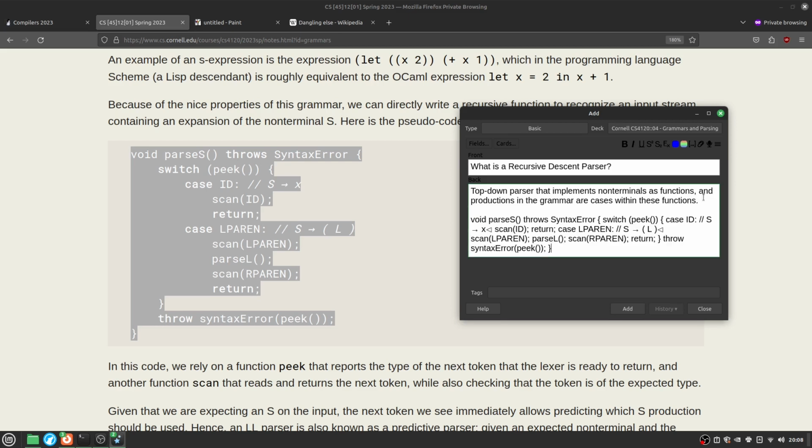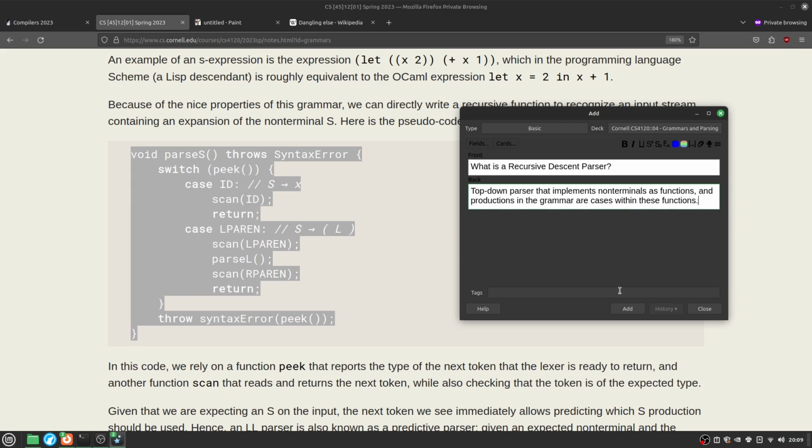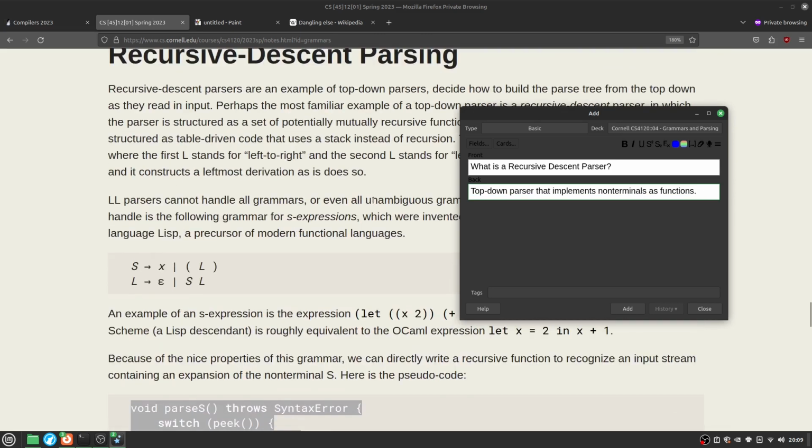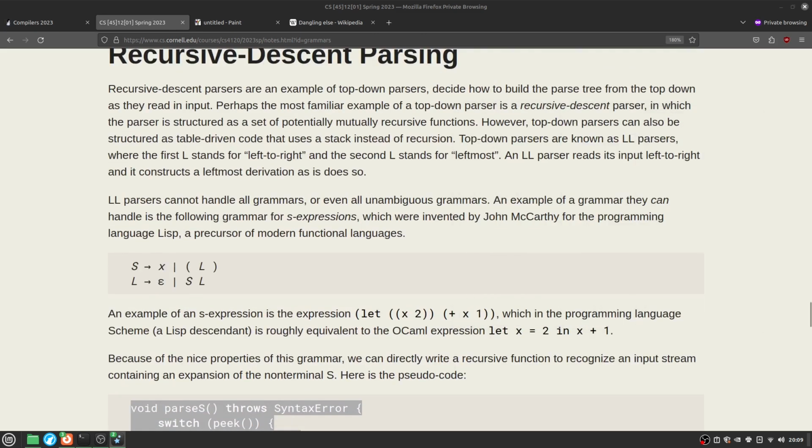Let's see if I can do this. It's not really going to work. I'm not going to remember this second bit for sure. Top-down parser that implements non-terminals as functions. Top-down parsers are known as LL parsers.